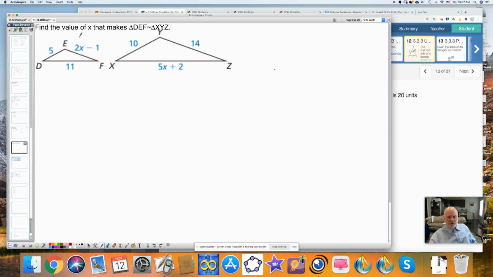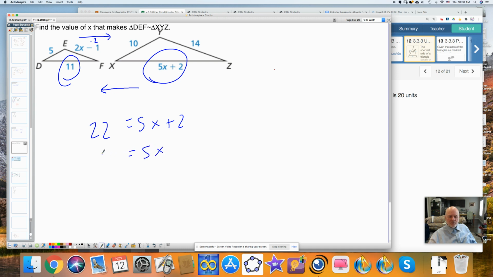My scale factor, going from the one to the other, is times 2. So if I'm going this direction, well, it's times 2. I would take the 11 and this. So 11 times 2 is 22, which would equal 5x plus 2. 5x is equal to 20. X is equal to 4.